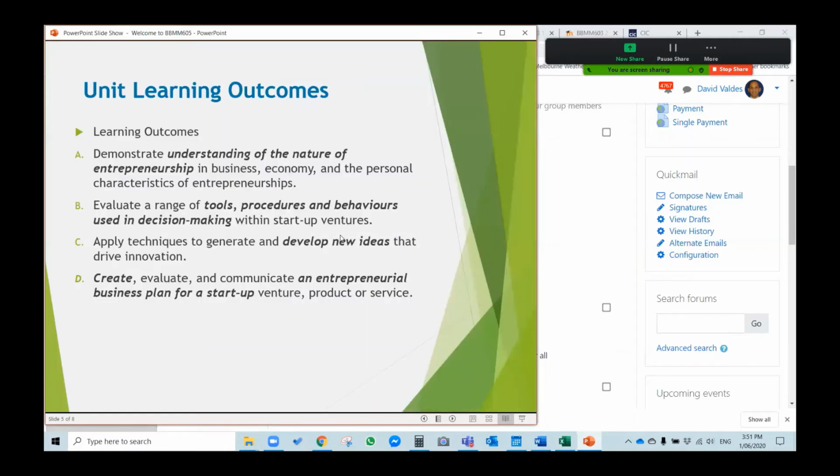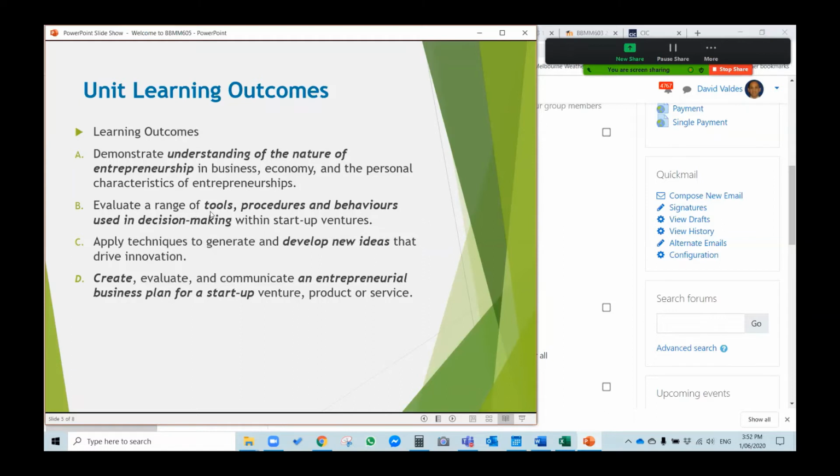Just a very quick rundown of the learning outcomes for this unit. I know there's a lot of words in here, and what I've done is put in bold only the most important words in each paragraph. Okay, so the first outcome is about understanding the nature of entrepreneurship, and also the personal characteristics of entrepreneurs.